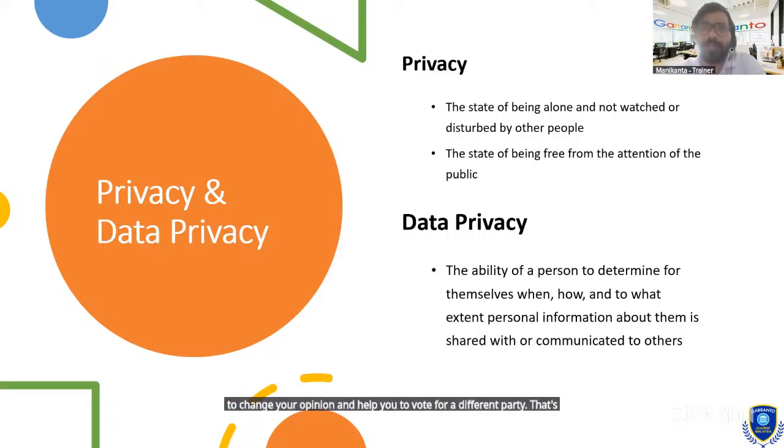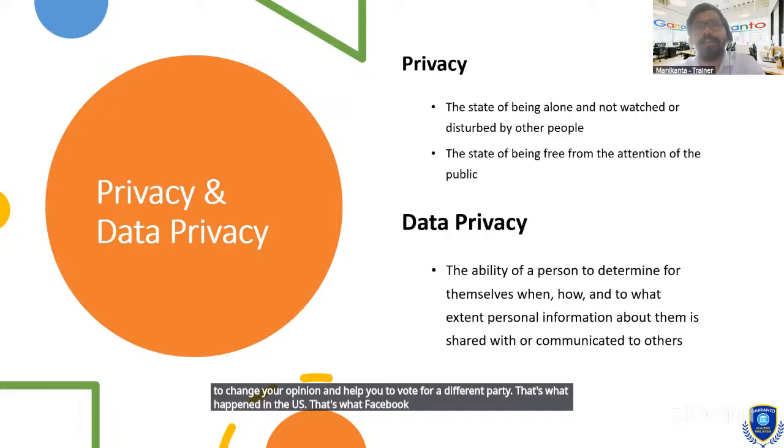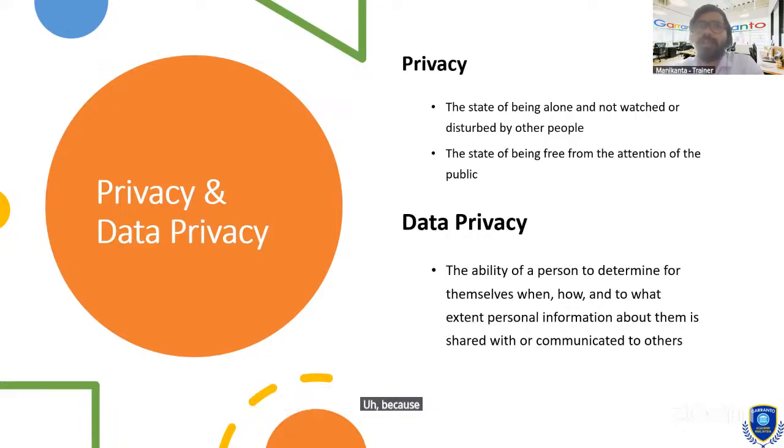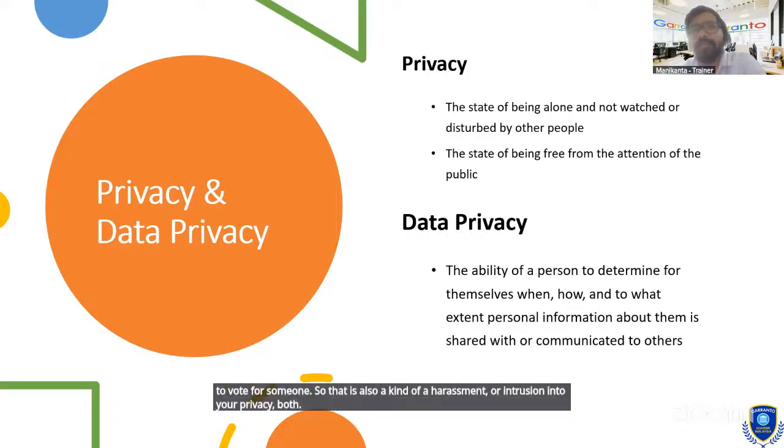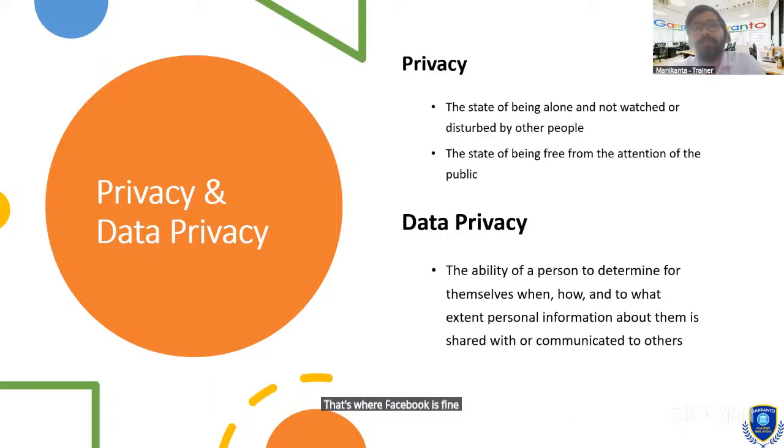That's what happened in the US. That's what Facebook is being fined for, because they sold the data to a data analytics company. And using the data, they started changing the opinion of the citizens who were going to cast a vote. So it is an intrusion of data privacy. That is changing the opinion you formed to vote for someone. So that is also a kind of harassment or intrusion into your privacy both. That's where Facebook is fined $1.2 billion.